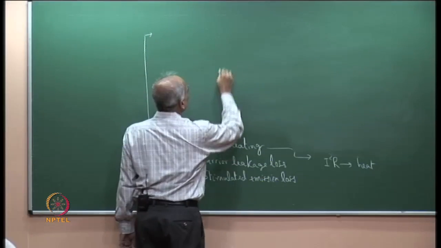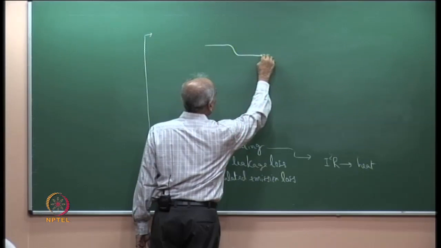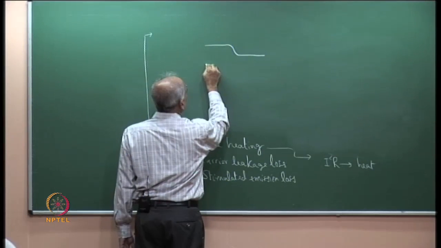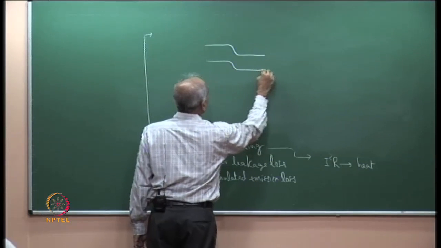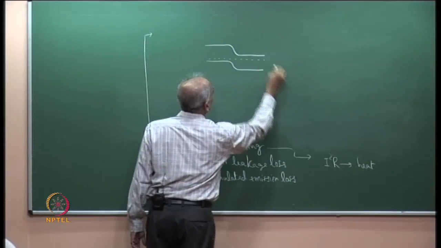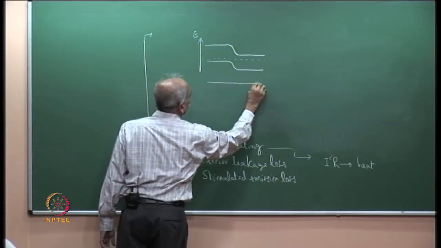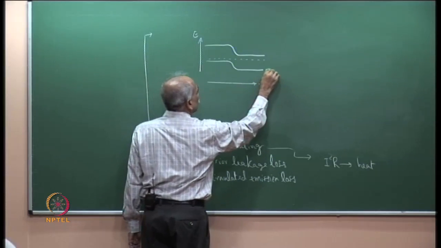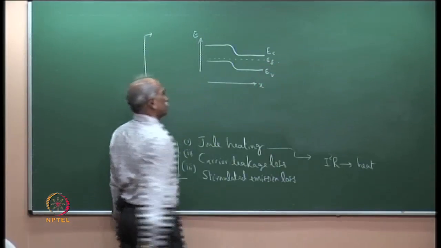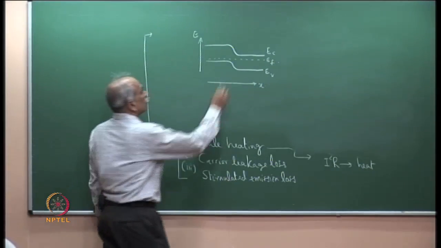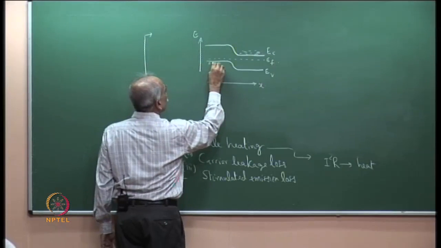If you take a PN junction, then the band diagram, or you could take the heterostructure also, is one and the same. So before biasing, this is E, this is X, showing EV, EC and EF before biasing. So there are plenty of electrons here and plenty of holes here.